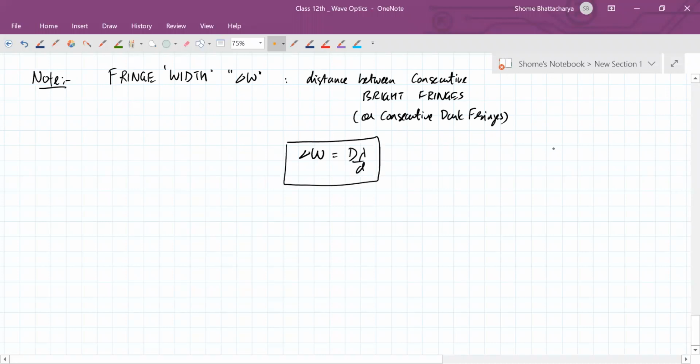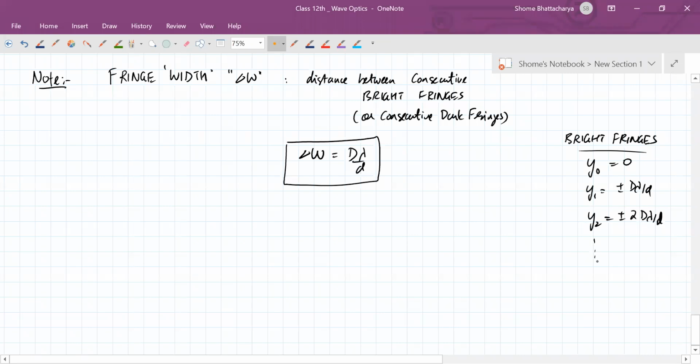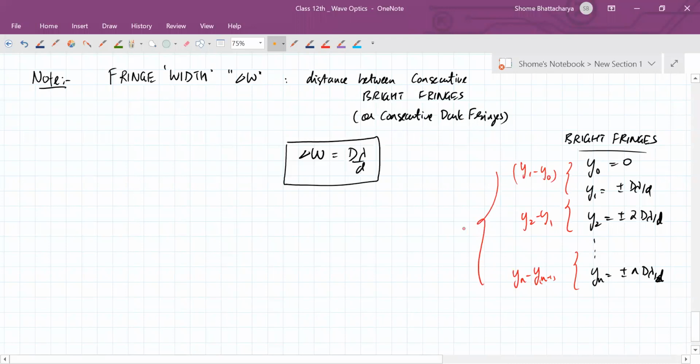You can understand this because as far as the bright fringes are concerned, the position of the central maxima is 0. The position of the first maxima is plus or minus d lambda by d. The second maxima is plus or minus 2 times d lambda by d. Like this, the nth is at plus minus n times d lambda by d. So the distance between any two of them, y2 minus y1, or in general any two, this quantity is this.